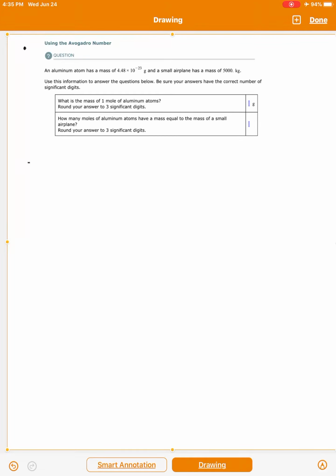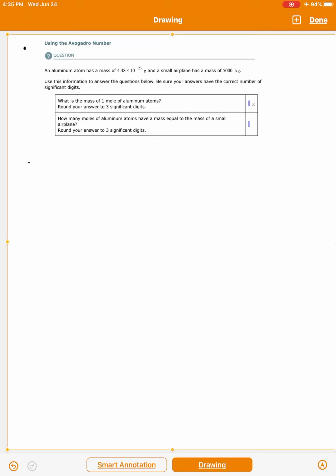This is an ALEKS problem using Avogadro's number. The question is, an aluminum atom has a mass of 4.48 times 10 to the negative 23 grams, and a small airplane has a mass of 5,000 kilograms. Use this information to answer the questions below. Be sure your answers have the correct number of significant figures, or significant digits.